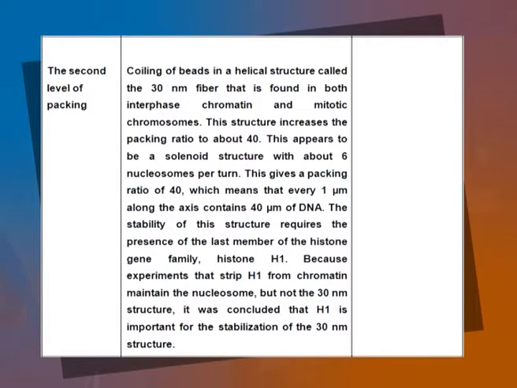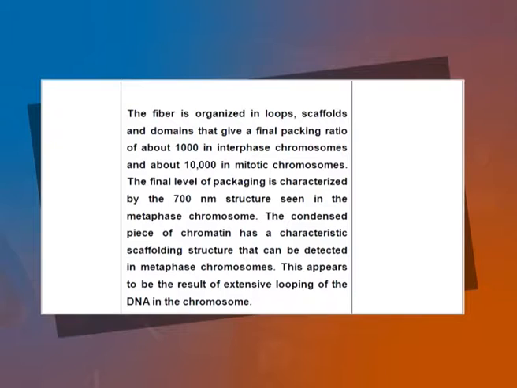Because experiments that strip H1 from chromatin maintain the nucleosome but not the 30 nanometer structure, it was concluded that H1 is important for the stabilization of the 30 nanometer structure. The third level of chromosome organization, the fiber is organized in loops, scaffolds and domains that give a final packing ratio of about 1000 in interphase chromosomes and about 10,000 in mitotic chromosomes.